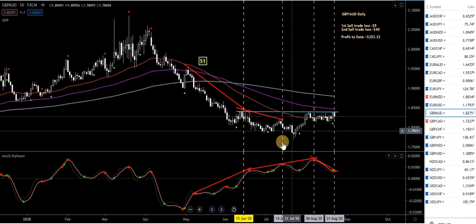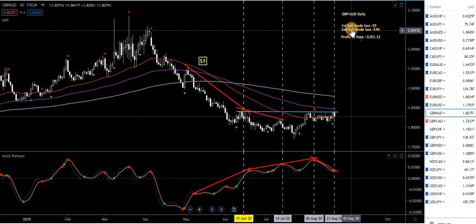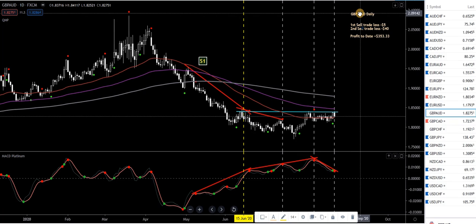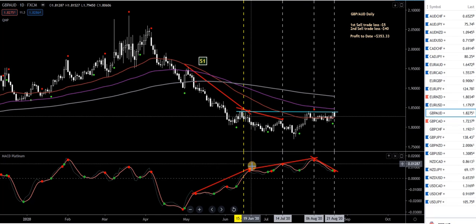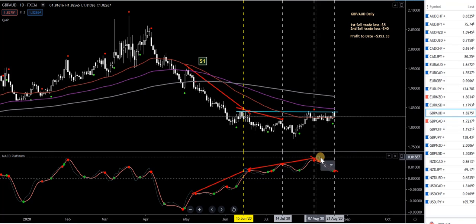I've already had a couple of goes at it. 1, 2. This will be a third one if it presents. I've lost 2 trades on it. Not big losses considering this pair moves a fair bit. And look at this yellow line. That's how far this thing's been above the MACD Platinum 0 level.